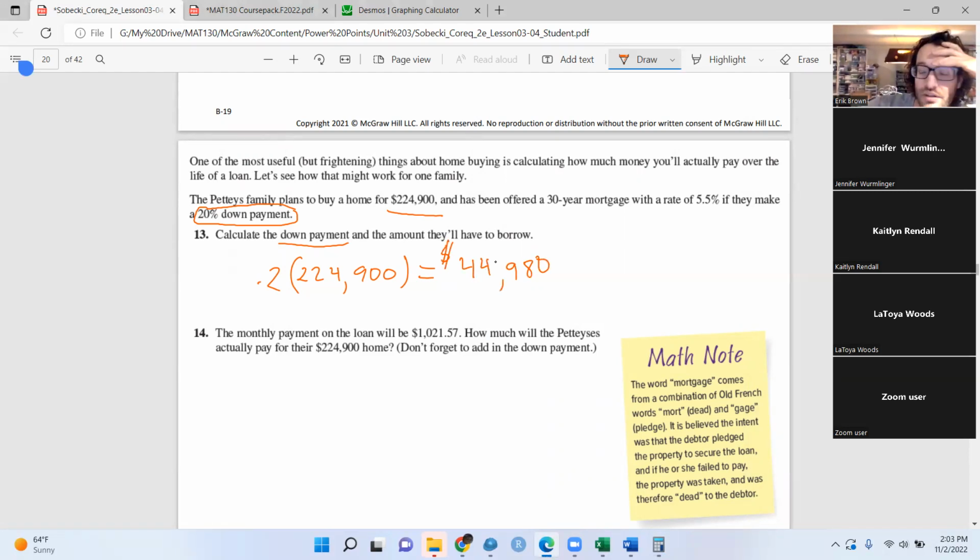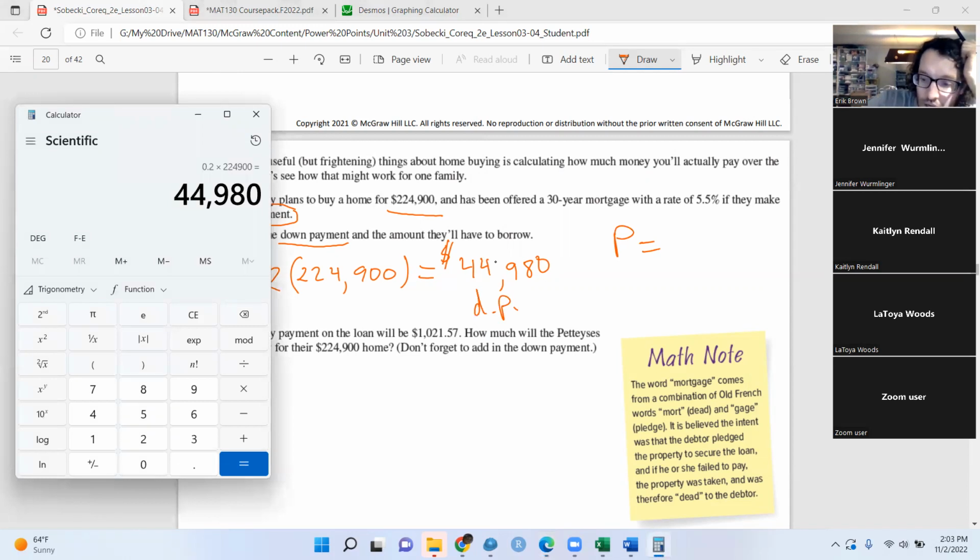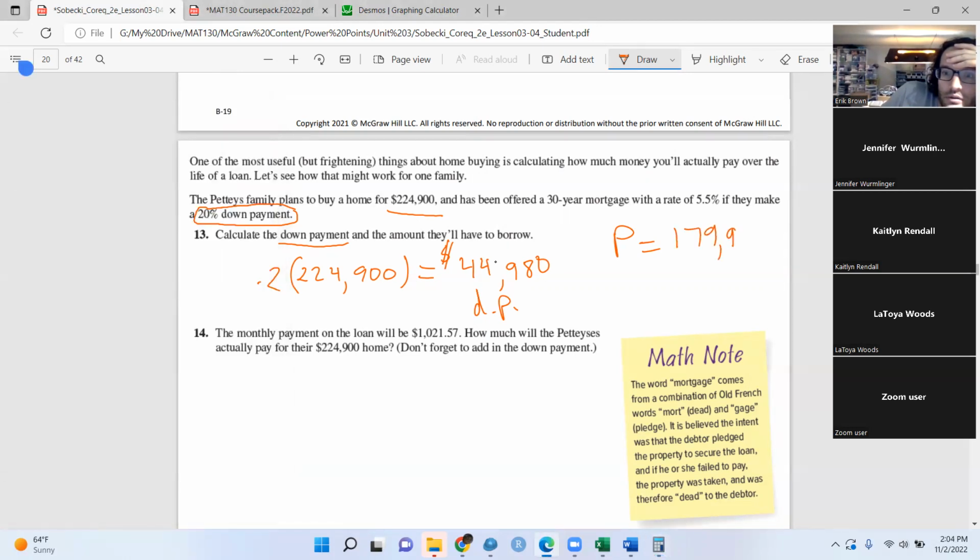Okay, so if we want to buy this house and not be charged mortgage insurance, we need $44,980 cash in our bank account that we give to the bank, and then they loan us the difference. So this is the down payment. The principal that we're going to borrow is the difference between these two. Now we could just take this $224,900 and multiply by 0.8. So we're going to borrow $179,920. You can also just subtract the $44,980 from that. You get the same thing.